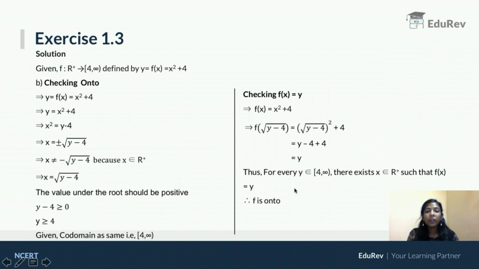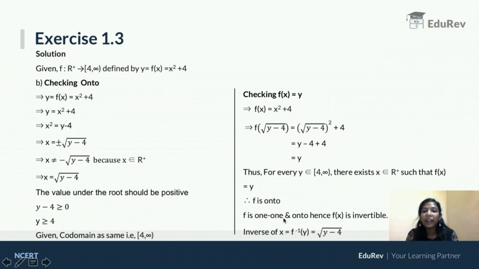So if it is 1, 1 and onto, it will be bijective. If the function is bijective, then only it will be invertible. So we were able to do that. Now there is a part we have to find, the inverse of f. What is the inverse? F inverse of y. What is f inverse of y? X value, that is simply root of y minus 4. So this will be called the inverse of f. I hope it is clear, and I am moving on to the next slide.